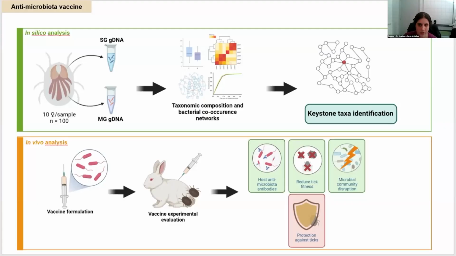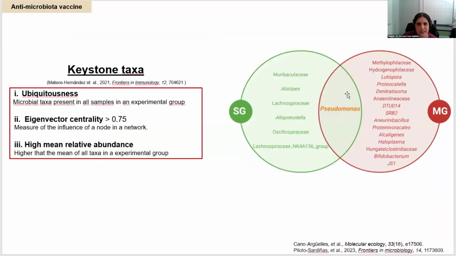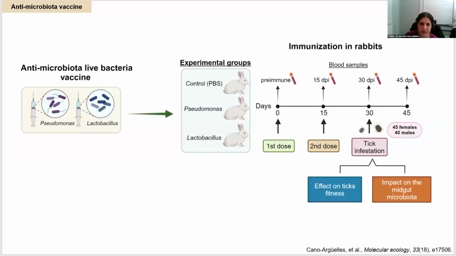So to test this hypothesis, we have conducted a combination of in silico and in vivo analysis in Ornithodoros moubata. We previously identified Pseudomonas as a keystone taxon that was shared between the salivary glands and the midgut of this tick species. We identified this taxon based on the criteria established by Mateos Hernandez previously to identify keystone taxa in ticks. Next, we conducted an immunization experiment in rabbits.